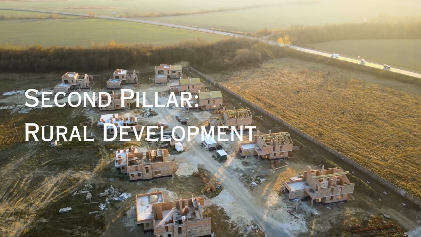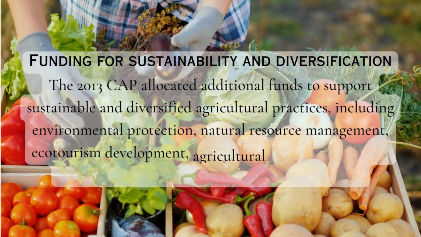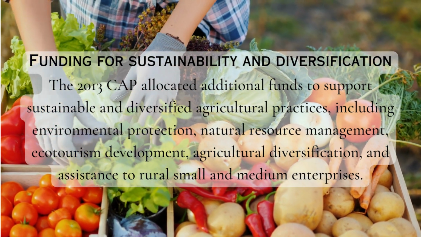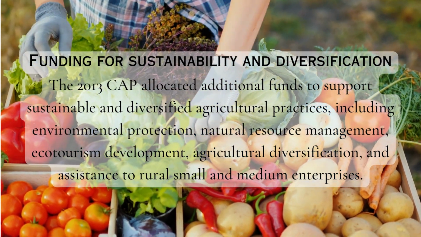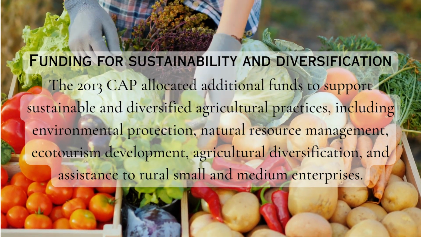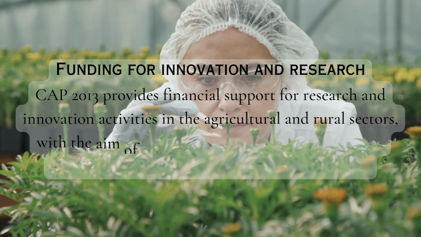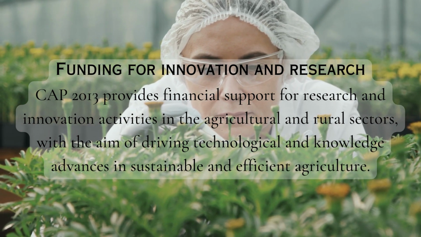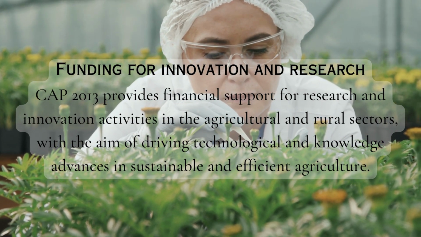Second pillar, rural development. Funding for sustainability and diversification. The 2013 CAP allocated additional funds to support sustainable and diversified agricultural practices, including environmental protection, natural resource management, ecotourism development, agricultural diversification, and assistance to rural small and medium enterprises. Funding for innovation and research. CAP 2013 provides financial support for research and innovation activities in the agricultural and rural sectors, with the aim of driving technological and knowledge advances in sustainable and efficient agriculture.